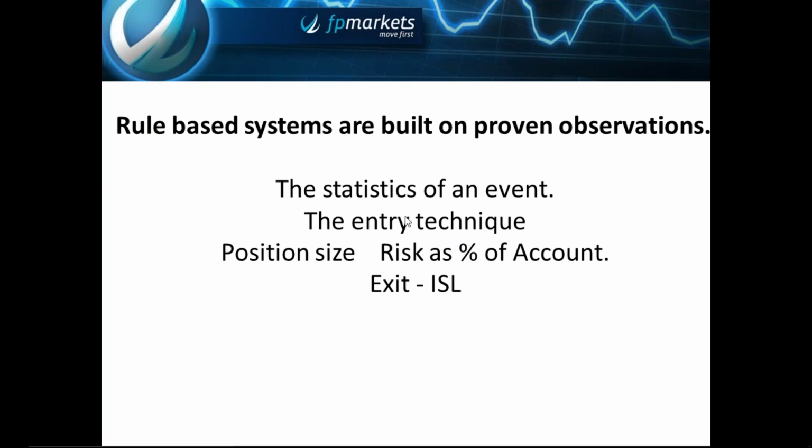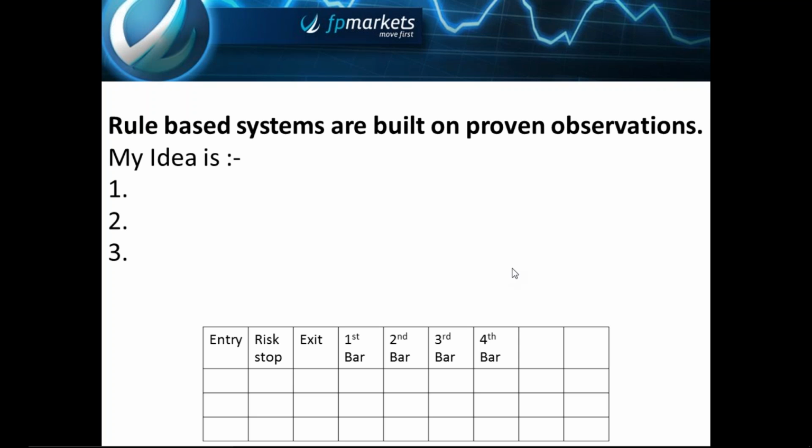So the system, a rule-based system, is built on proven observations: the statistics of an event, the entry technique, the position size, the risk as a percentage of account, and your type of exit. Some of the homework came back with different types of exits tried out. We read through those, they were terrific, and I would encourage anyone starting down this road, even if you scribble it on a sheet, to try different types of exits and see if you get different results, and you'll then enter into this world of statistical approach. I've got a couple of slides here to get started.